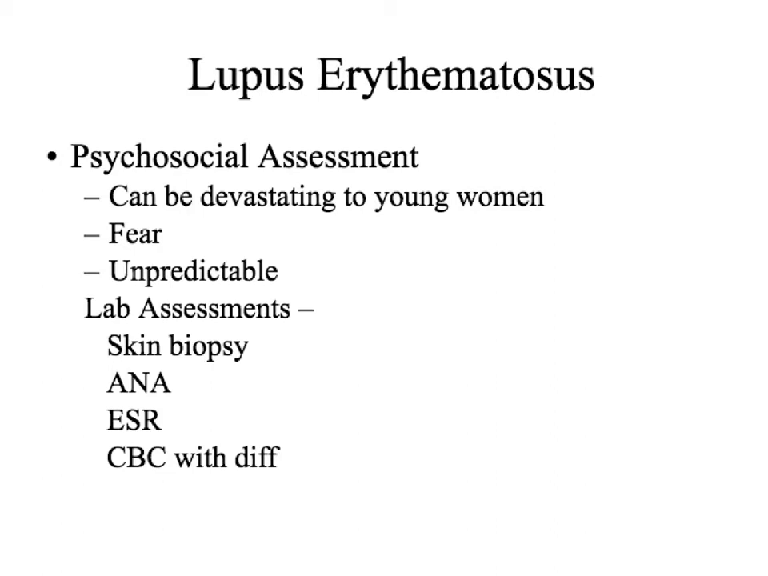CBC with diff. So we talked about in the last presentation about a complete blood count. Complete blood count tells you what your red blood cells are, what your platelet level is, what your hemoglobin, your hematocrit is, just a complete count of the cells that are in your blood. And if your white blood cells are elevated, that can tell you that there's an infectious process, there's an inflammatory process going on. A patient with lupus has something called pancytopenia.